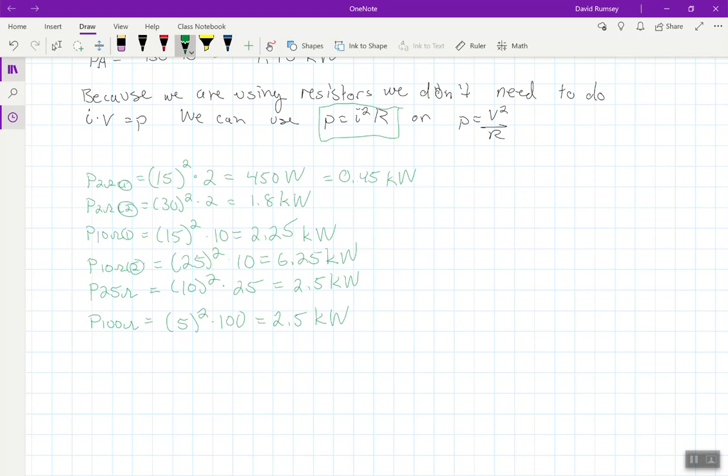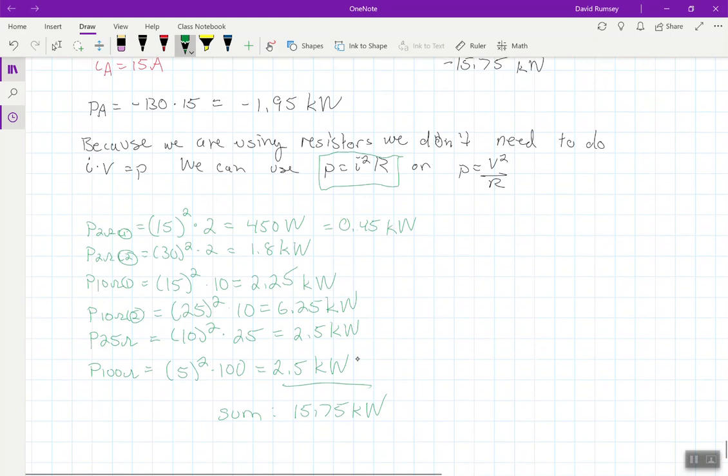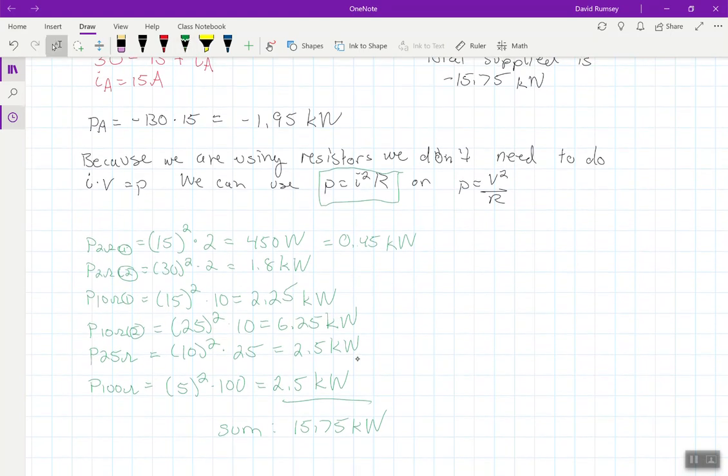Now, if I just sum all of these up, and this is why I converted the first one from 450 watts to 0.45 kilowatts, because you need everything to be in the same units here. So I could just do 0.45 plus 1.8, plus 2.25, plus 6.25, plus 2.5, plus 2.5. And when I do that, I get 15.75 kilowatts. And we can see, yes, the power absorbed by the resistors is the power being supplied by the power supply.